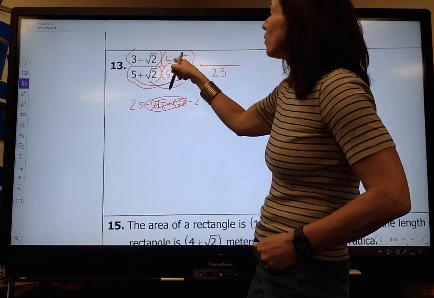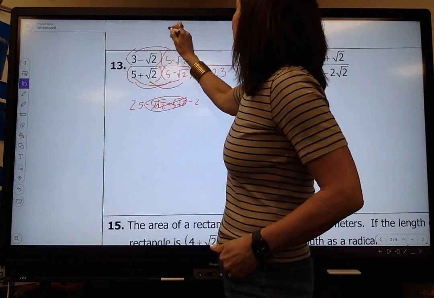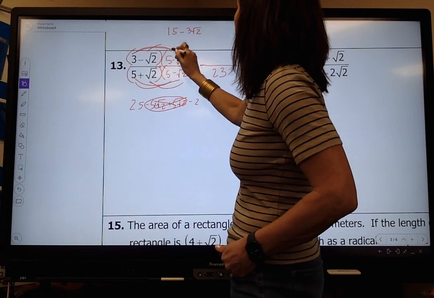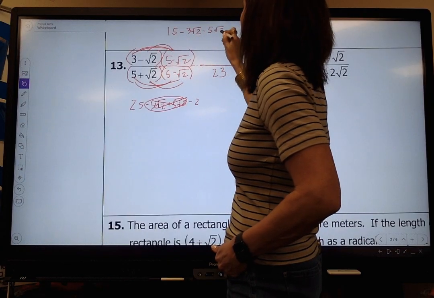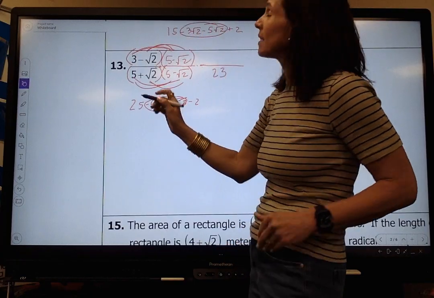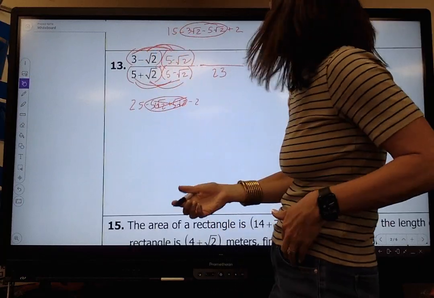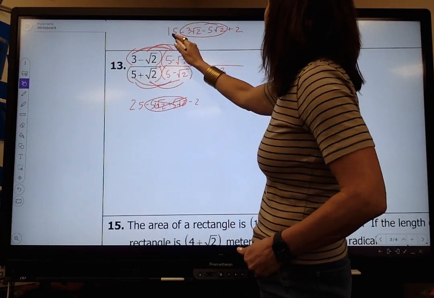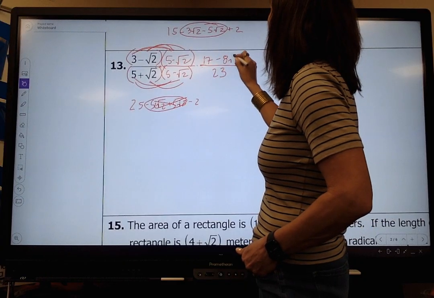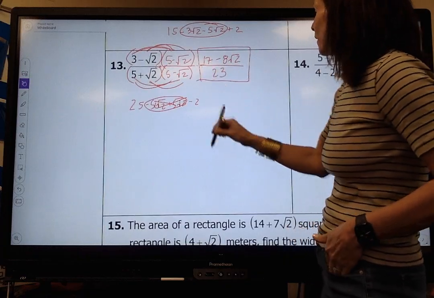And you have a binomial times a binomial, so make sure you double distribute. So you get 15 minus 3 square root of 2, minus 5 square root of 2, and positive 2. Here you can combine. These guys don't cancel out, which is fine, because your numerator can have a radical. So my final answer here is going to be 15 and 2 is 17, minus 8 square root of 2. And I can't reduce anything, so this would be my final answer.